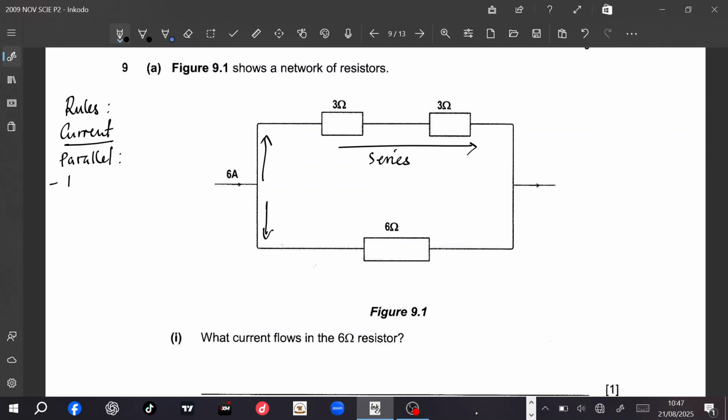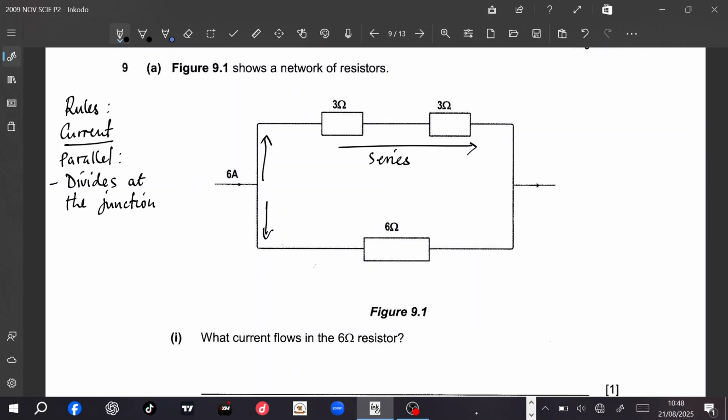Current will divide at the junction. You have seen this 6A, which is current, so you can read it as 6 amps. So you have 6 amps here. When the current reaches a junction, some current will go in this top path, and some current will go in this down path.